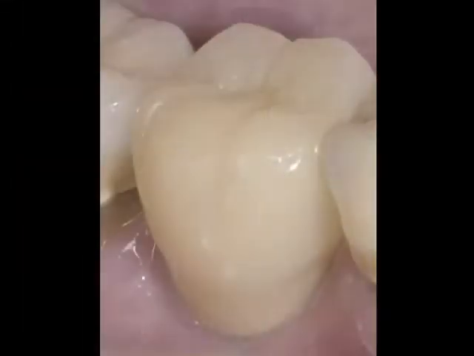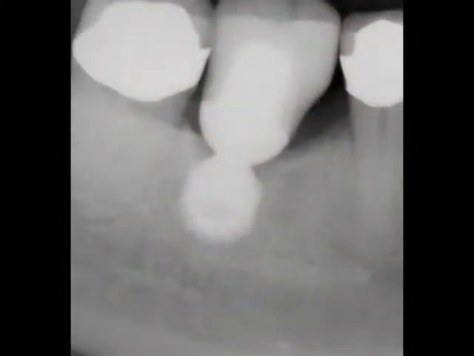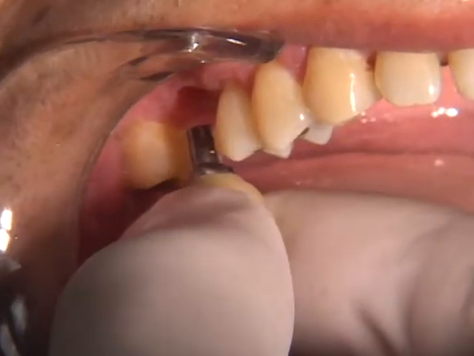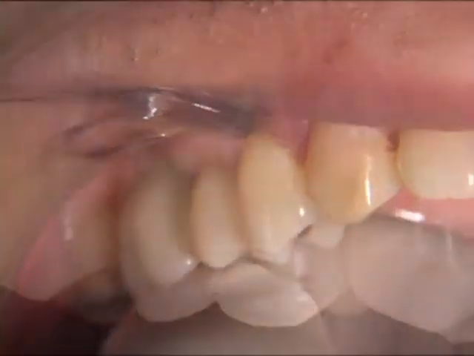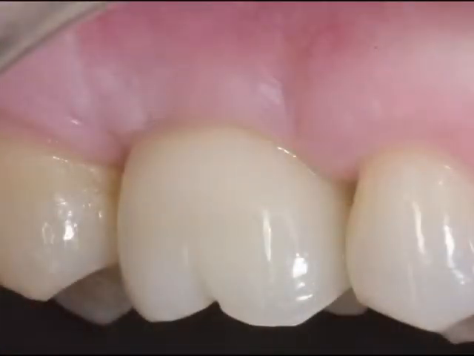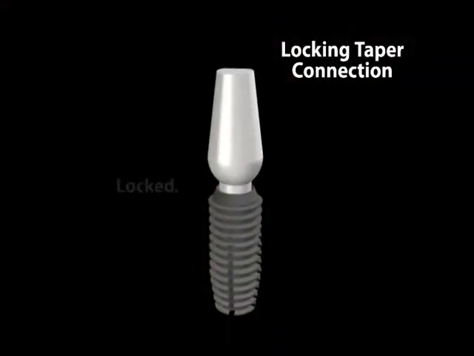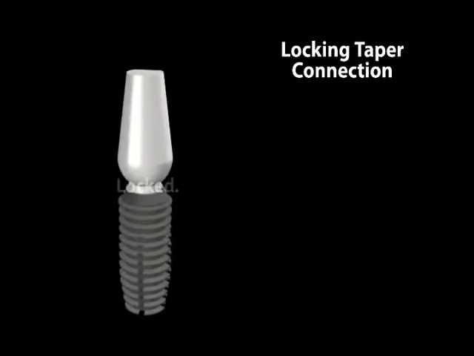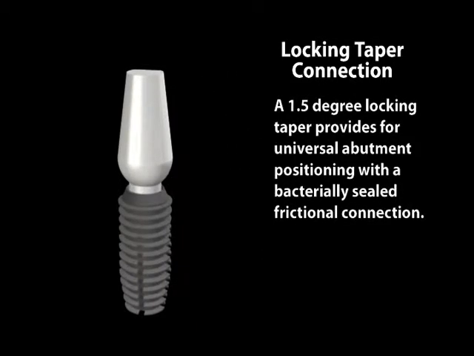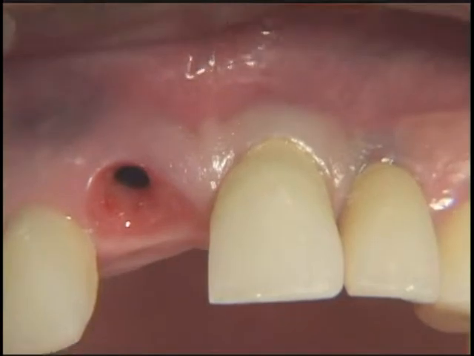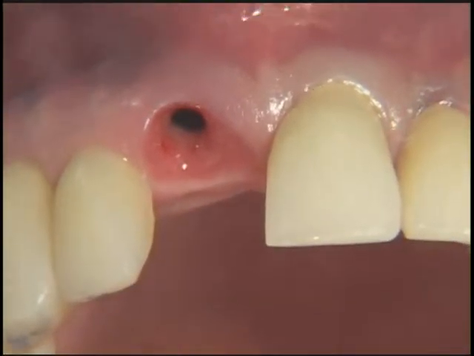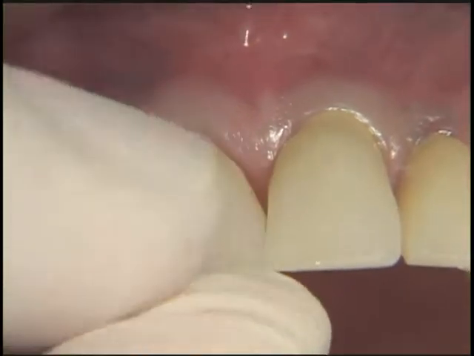Many of Bicon's beneficial restorative attributes, such as the extraoral cementation of crowns and the Bicon integrated abutment crown, are directly related to the implant's elegant design with a 1.5-degree locking taper connection, which provides for 360 degrees of universal abutment positioning. Hopefully, with the depicted techniques, you will enjoy the benefits of the Bicon system, such as never again having to apologize to your patients for a dark metallic gum line.